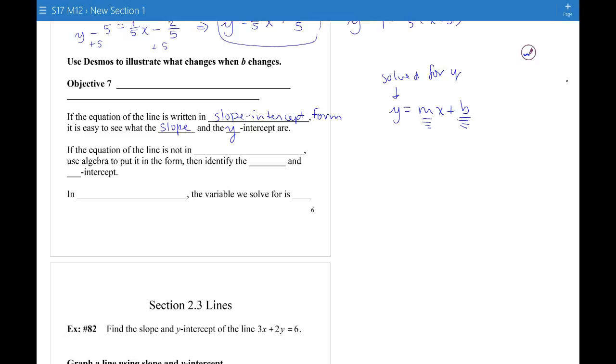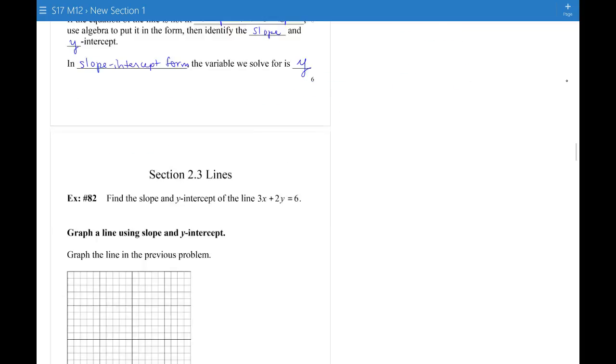So if the equation of the line is not in slope-intercept form, you're going to use algebra to put it in the form and then identify the slope and the y-intercept. In slope-intercept form, the variable we solve for is the y.